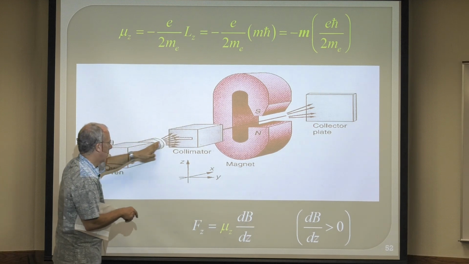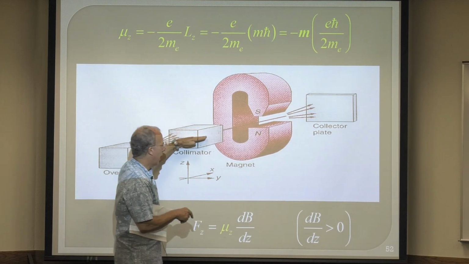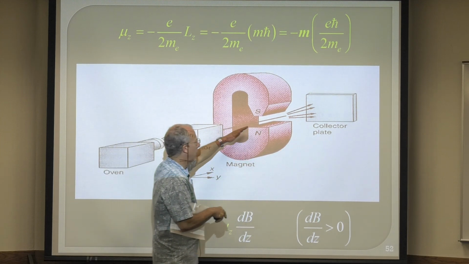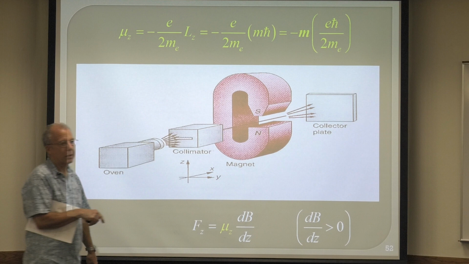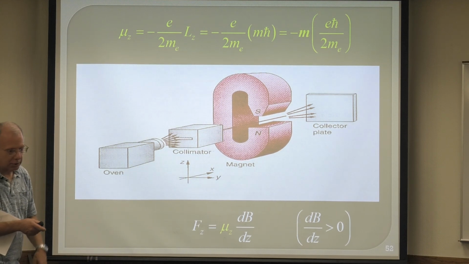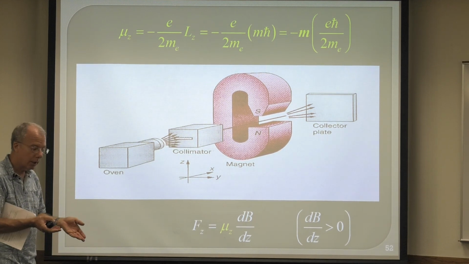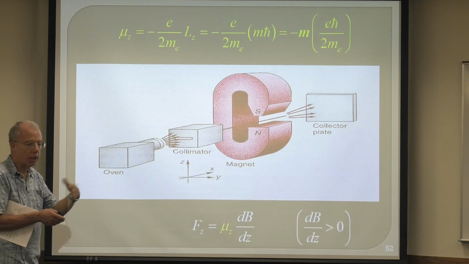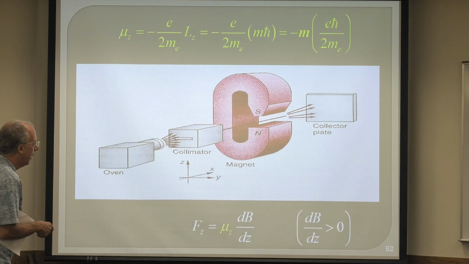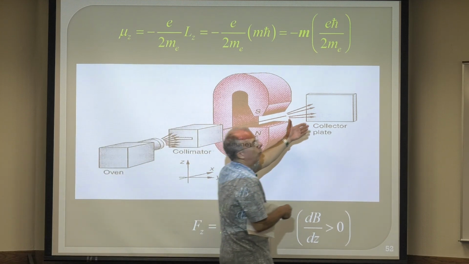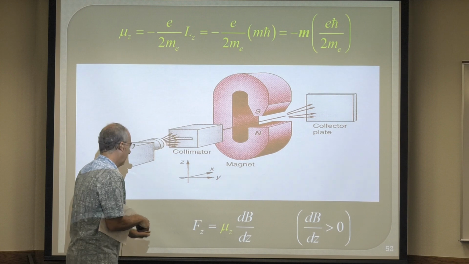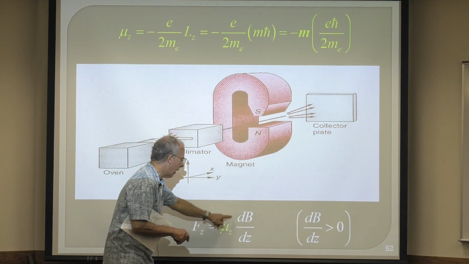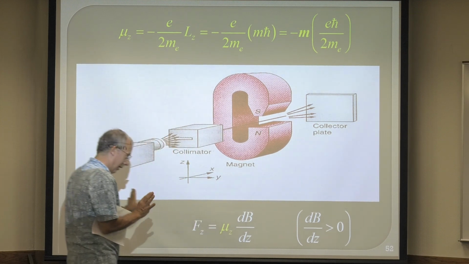So you put the electrons through a collimator, and you get this nice straight beam of electrons, and then you make the electrons go through a magnet. We learned in Physics 220 that magnets exert a force on charged objects, which change their directions. That's all they do. Then you have a collector plate, kind of like a screen. Don't worry about this, just believe it. The force in the z direction equals mu z times dB dz.